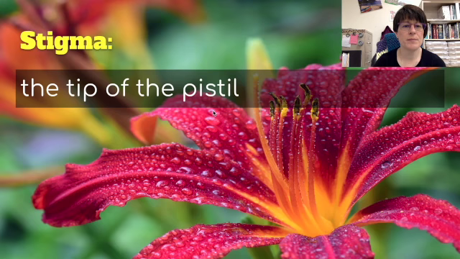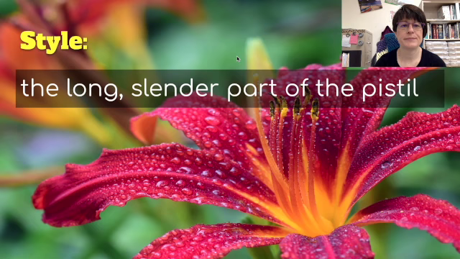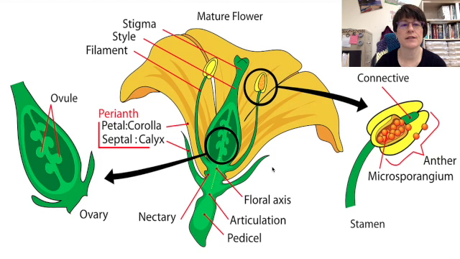At the top of the pistil is the stigma. It's at the tip. And the stigma is sticky because pollen will stick to the stigma. So right here is that sticky stigma that collects the pollen. The style is the long, slender part of the pistil. So this is the style. It is slender. So the style is this part right here that sticks out.